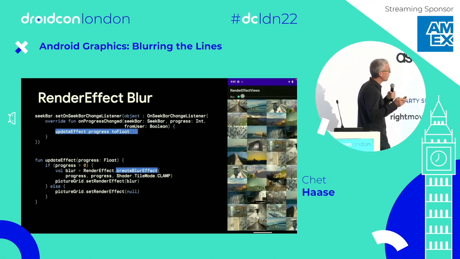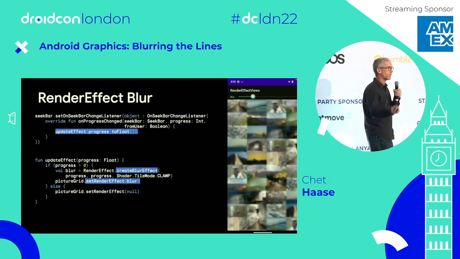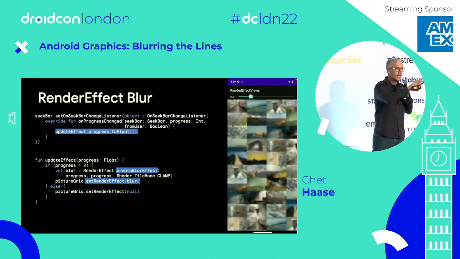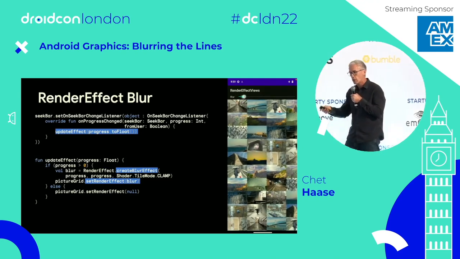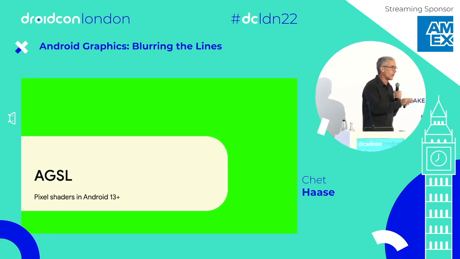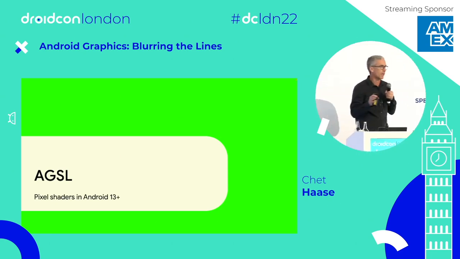All right, so now we have the blur effect, and now we set the render effect, which is the API I mentioned before. So we basically said blur everything going into this view, and set the render effect on this view, go. All right, so now we know how to blur behind. So let's talk about actually doing something interesting on top of that.